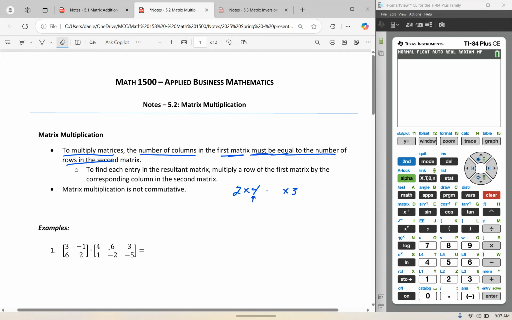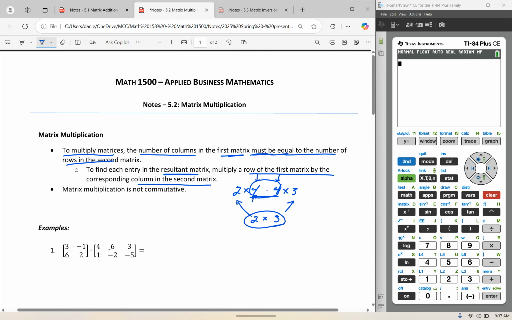If I wanted to multiply a 2 by 4 times a 4 by 3, that would be okay, as long as these inner two, columns in the first and rows in the second matrix, match. In addition to that, because those fours are the same, notice at the outer, the number of rows in the first matrix, 2, and 3, the number of columns in the second matrix, that will become the dimensions of my resultant matrix. Now, to find each entry in the resultant matrix, you multiply an entire row of the first matrix by the corresponding column in the second matrix.